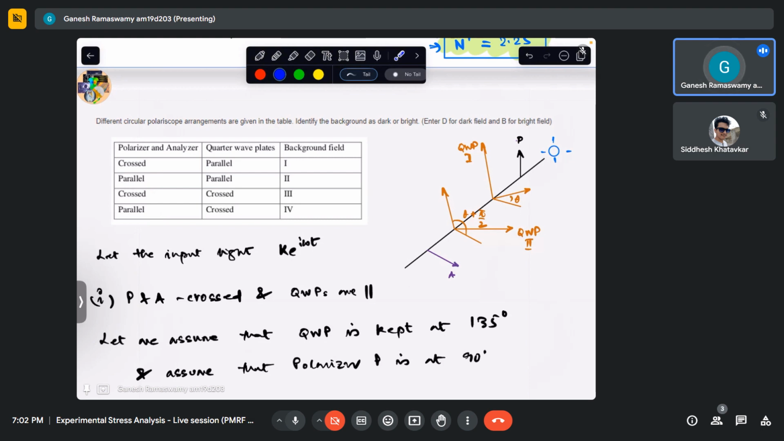So we can see that instead of performing an actual experiment, we can use Jones calculus to our advantage by the fact that we can represent any optical element that brings about a rotation and a retardation using a matrix and go about solving the problem. So I hope that is clear.